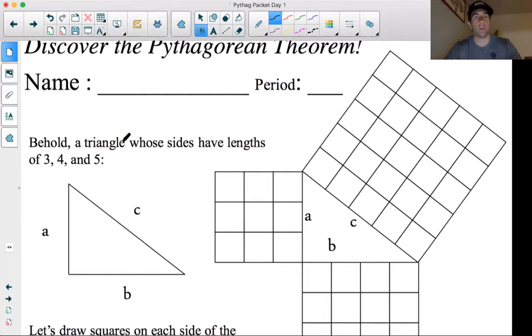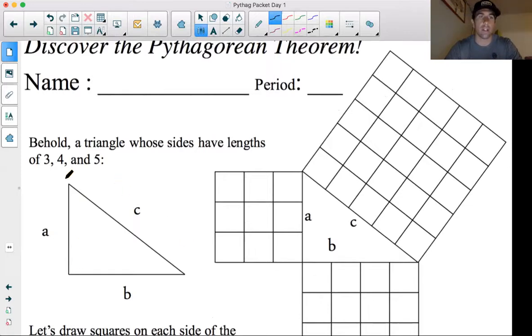So it says, behold a triangle whose sides have lengths of 3, 4, and 5. So here I have side A, side B, side C. Now side C is something very specific. It's called something very specific in math. Now some of you might be able to see why side C is called something specific and side A and B are just known as the sides here.